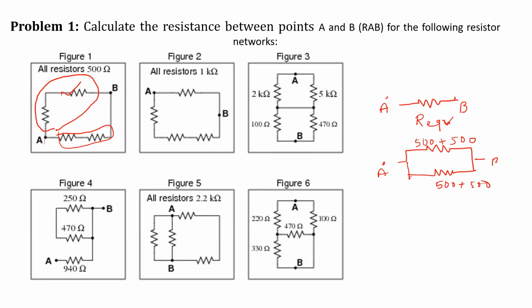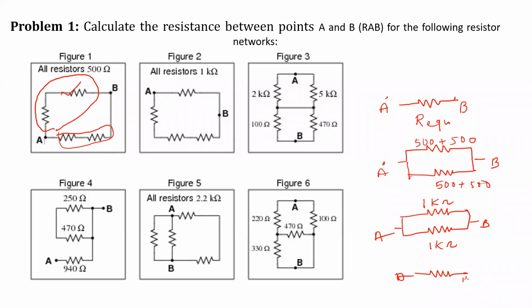It is between the point A and B. All right. What is 500 plus 500 here? Here it is 1 kilo ohm. And the second resistor, it is 500 plus 500. It is also the 1 kilo ohm resistor. It is between the points A and B. But these 2 resistors should be converted into the single resistor here.